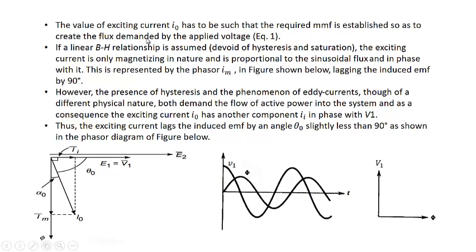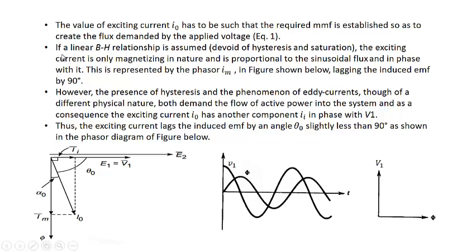Now, the value of the exciting current I naught has to be such that the required MMF is established so as to create the flux demanded by the applied voltage. So that means this exciting current I naught has to have the value which produces the required MMF in the core.